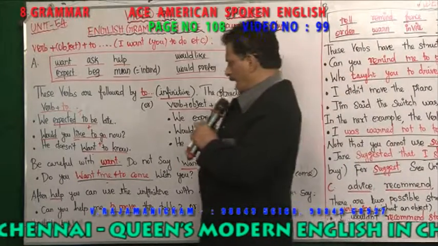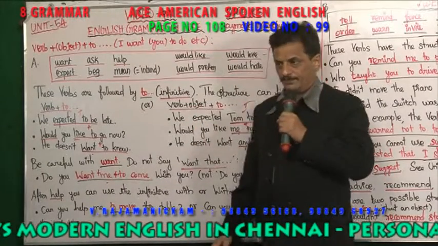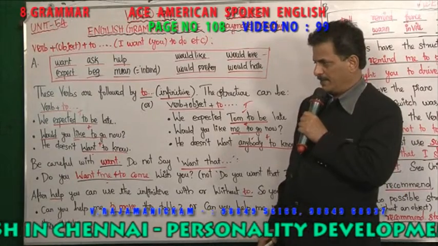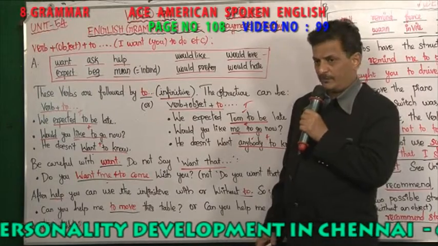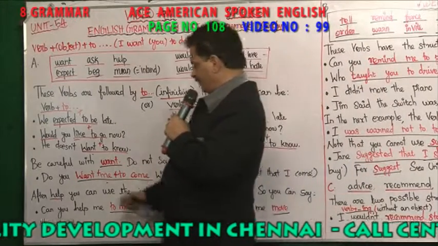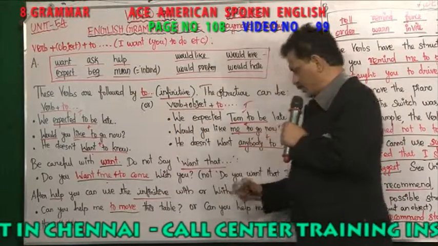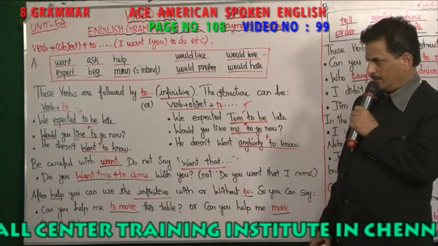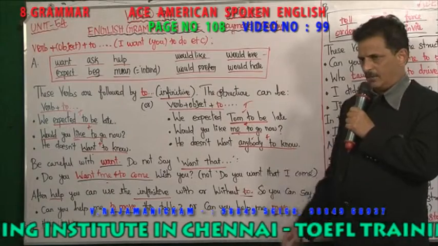Now coming here, after help. Help is a verb. Help is a noun also. He helped me. I got a help from him. After help, you can use the infinitive with or without to. After using help, you can use to eat, to buy, or just buy.